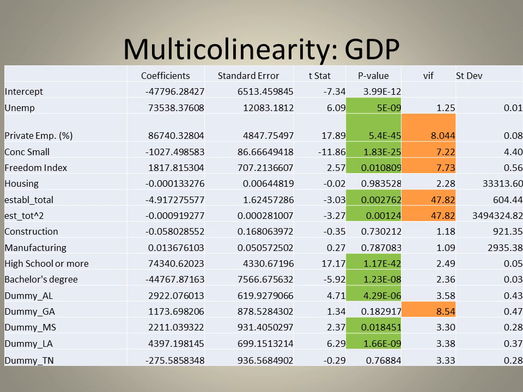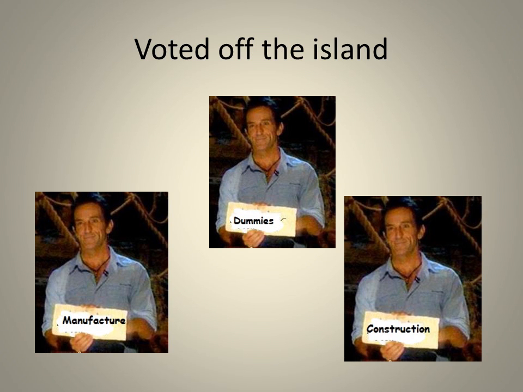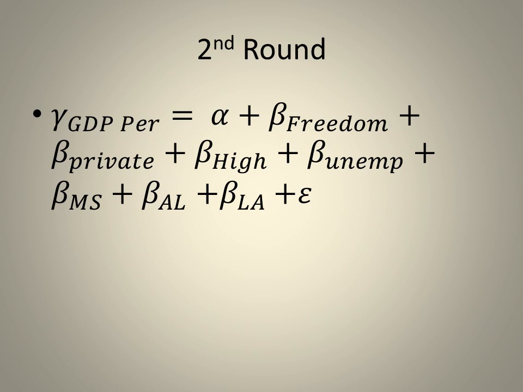Being in Georgia or being in Tennessee also didn't matter. So I voted these guys off the island. Bye-bye, guys. And that left me to my second round. I had GDP per capita, my freedom index, private employment, high school attainment, unemployment, and being from Mississippi, Alabama, or Louisiana.